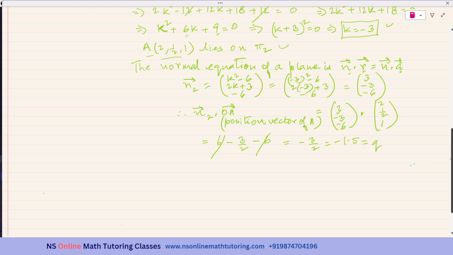Okay, because it should be n dot a. n is the normal vector normal to the plane pi 2, and a should be the position vector of a point lying on pi 2. I have taken the point as A. Okay, so this is the value of Q.